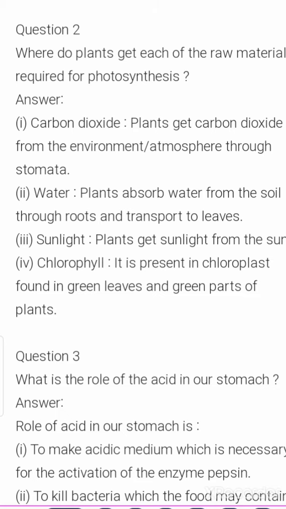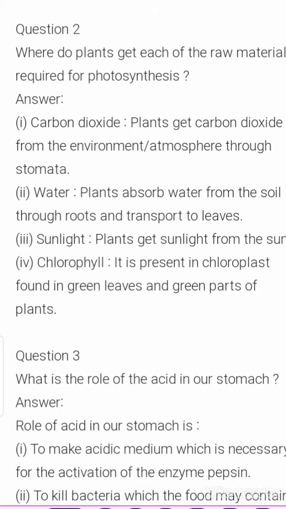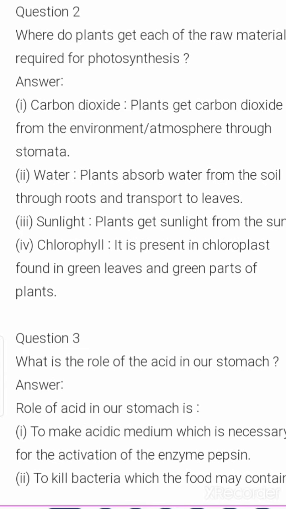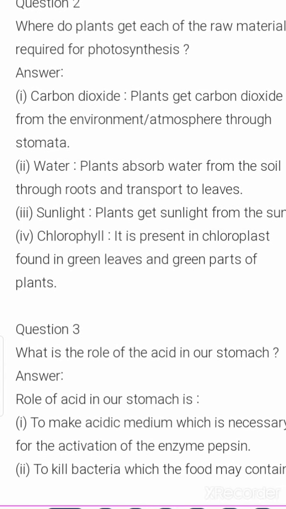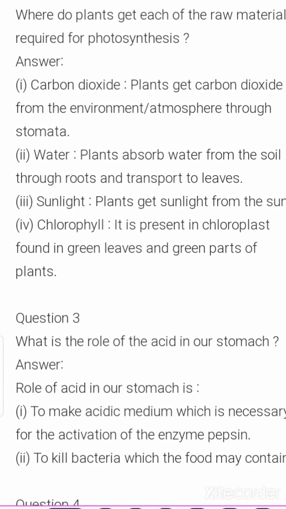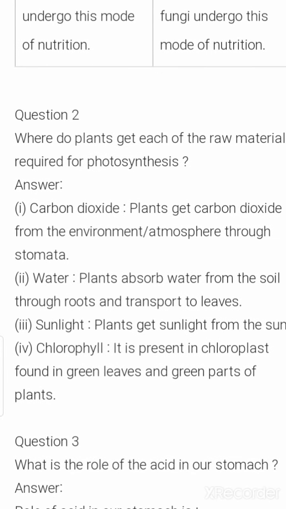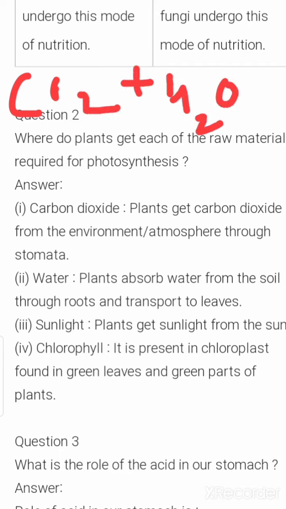Now the second question: where do plants get each of the raw materials required for photosynthesis? Means, where do plants get the raw materials to make their own food with the help of the photosynthesis process? So the first requirement is CO2, because you all know the reaction of photosynthesis: CO2 plus H2O in the presence of sunlight, okay, and chlorophyll.